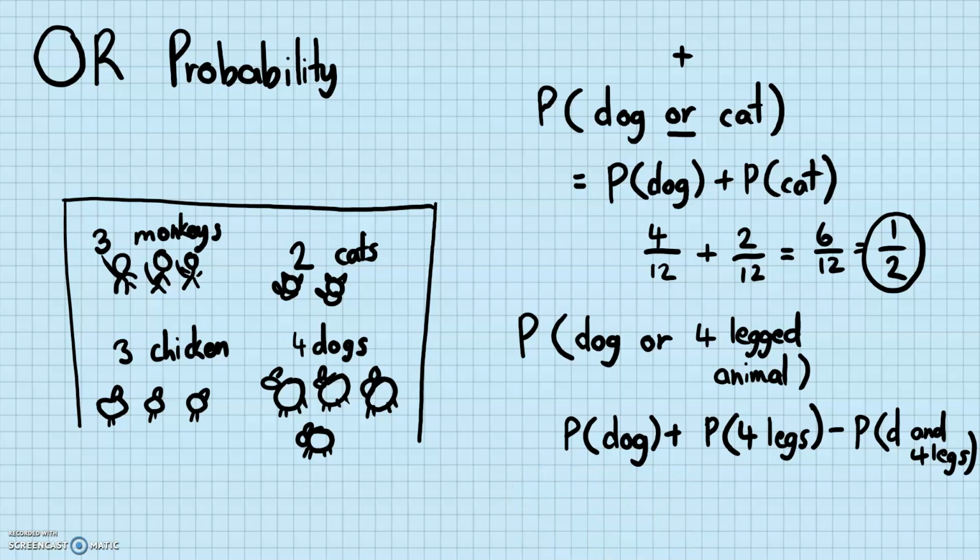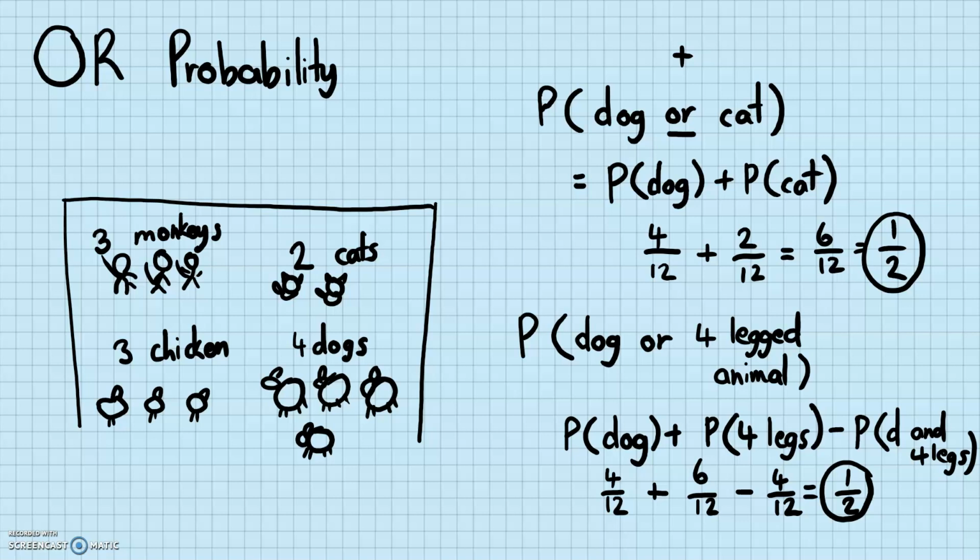So that's going to be 4/12 plus, for 4 legs, there are 6, that's half, minus 4/12. Dog and 4 legs is 4/12, there are 4 dogs. Okay, so we get 1/2. As it turns out, the probabilities are the same.